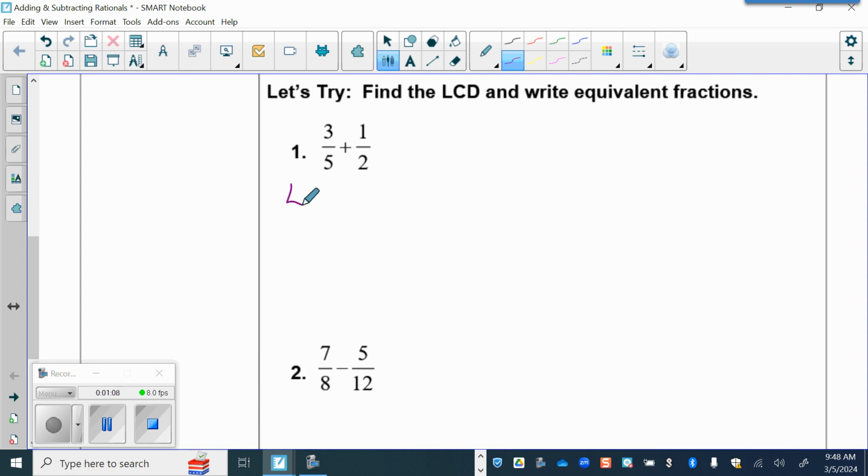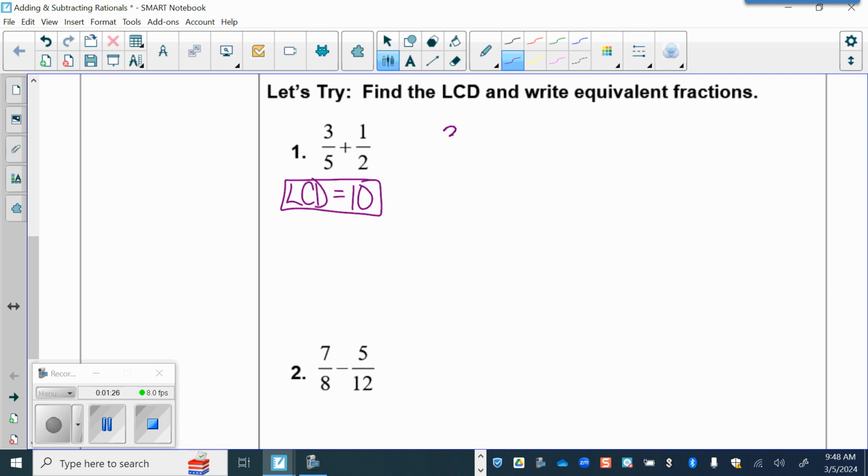So my LCD, least common denominator: 5 and 2 are what we call relatively prime. They have no factors in common. 5 is 5 times 1 and 2 is 2 times 1. So I can multiply them together and my least common denominator is going to be 10.